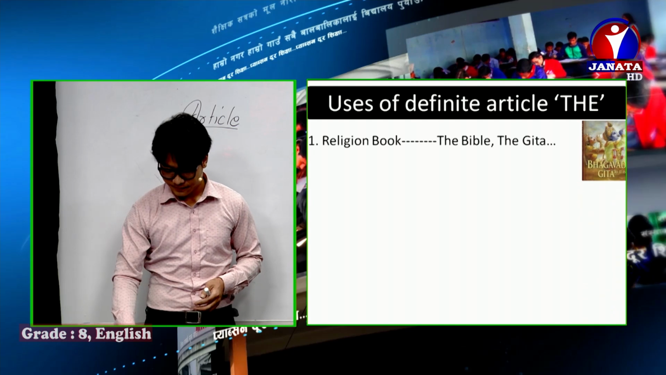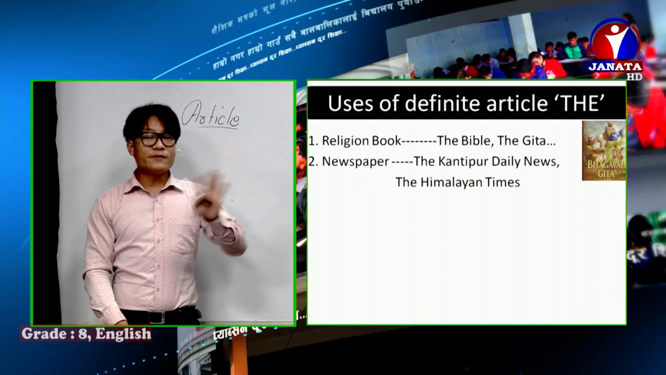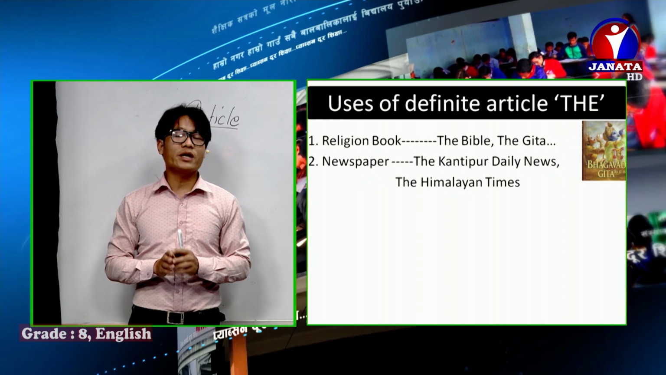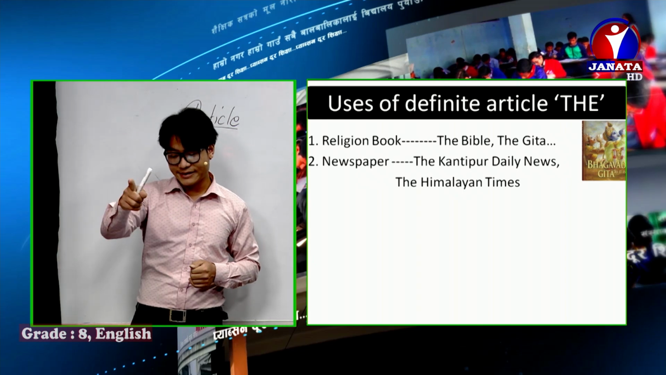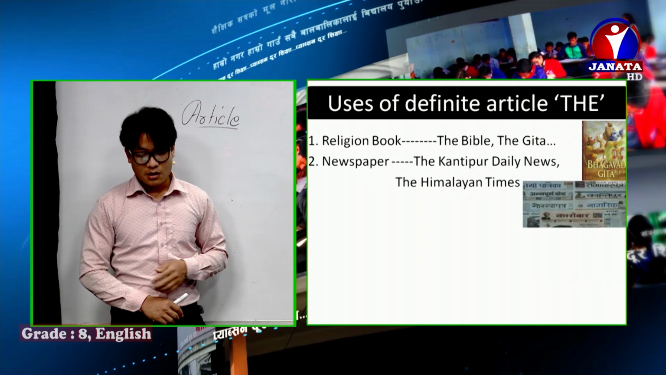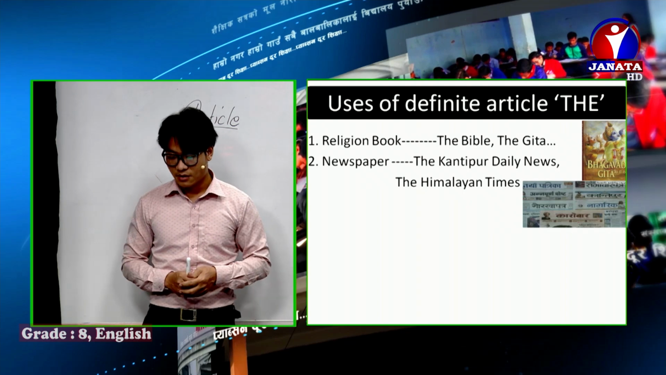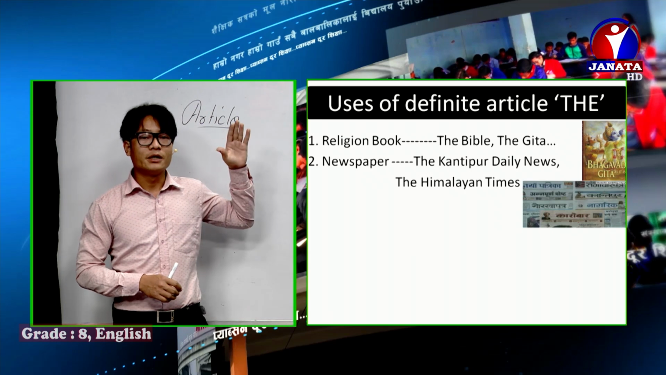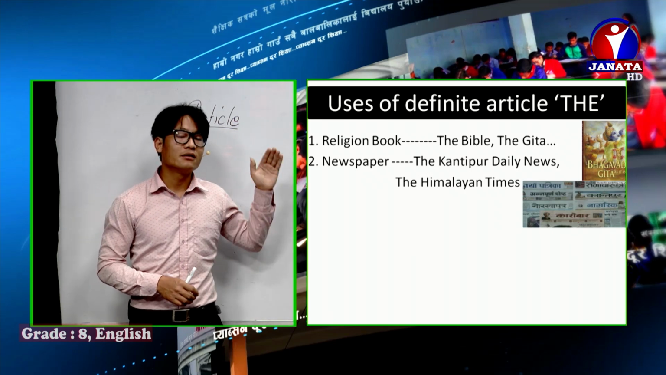Next, newspaper. If there is a name of the newspaper, then we write the article. Like example, you can see here, the Kantipur Daily News, the Himalayan Times, the Republic News. When there is a name of newspaper, then we write the article.